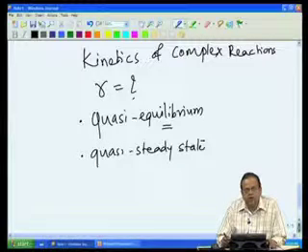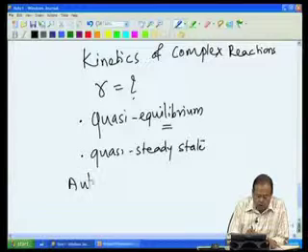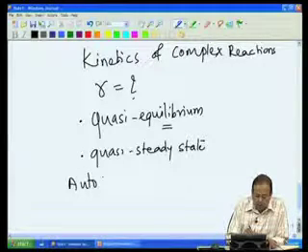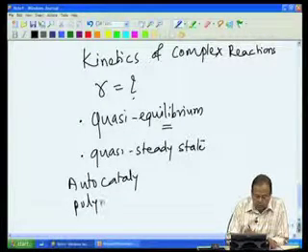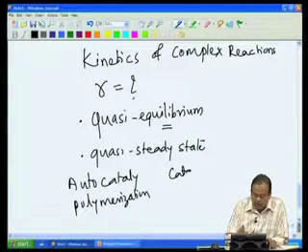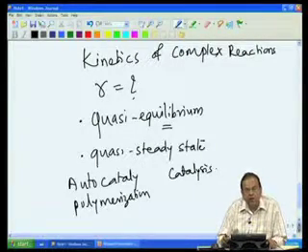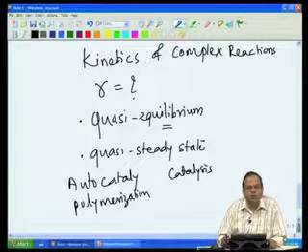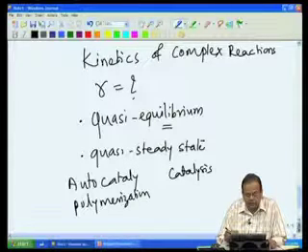And we illustrated this concept by taking a few examples for catalytic reactions or polymerization reactions, catalysis reactions, and free radical mechanism reactions, and so on. So, we then saw how we determine the kinetics of the reactions.